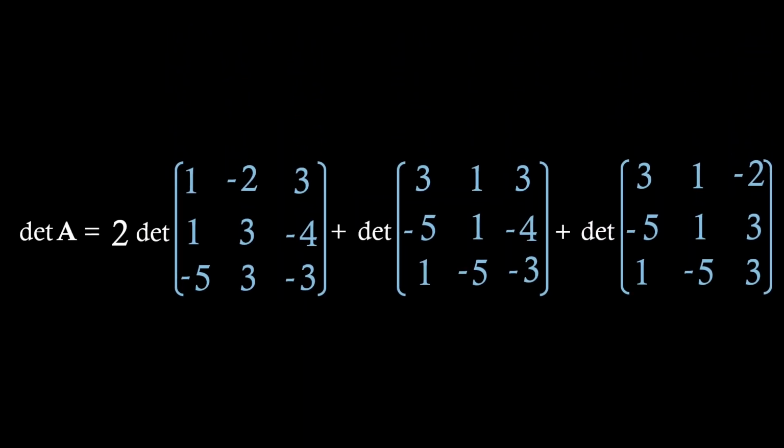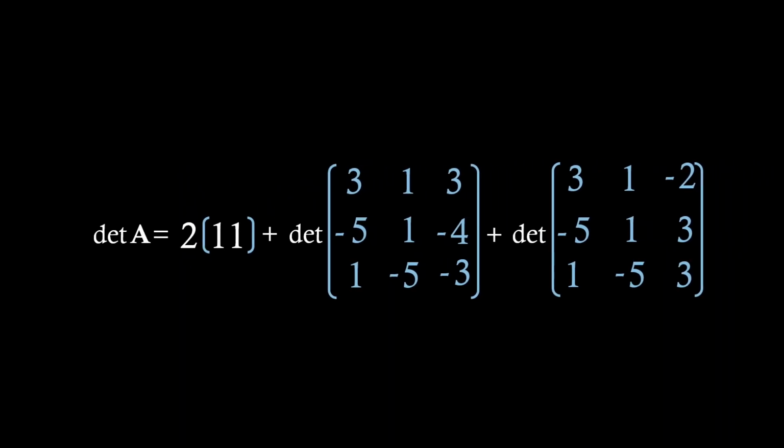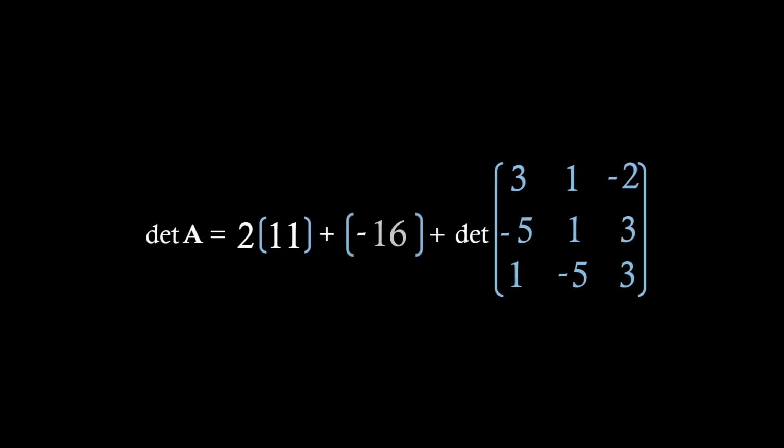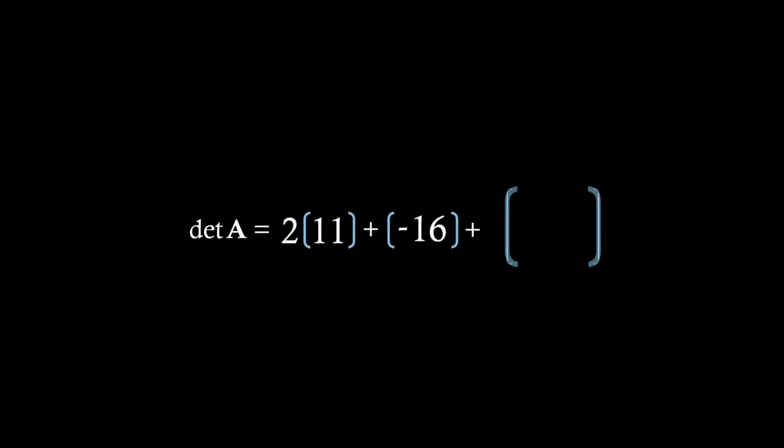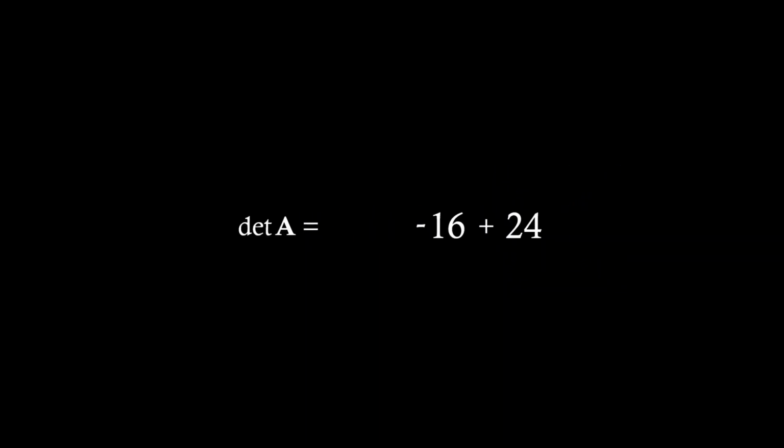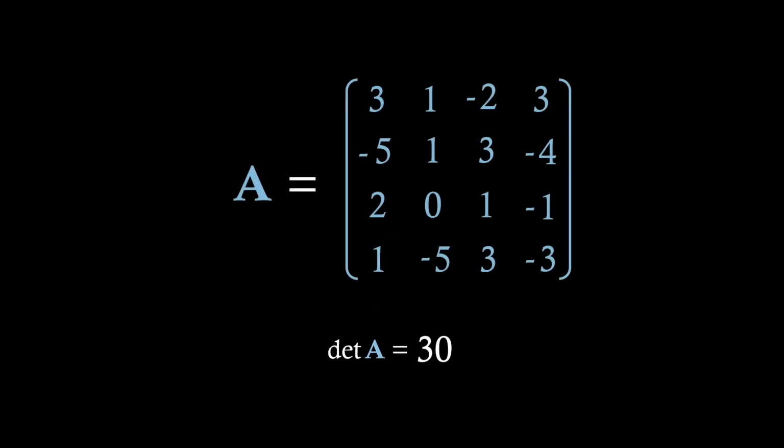The A tilde matrix only has one row and one column less than the original, so we'd still have to develop the new determinants. Here you could use the rule of Sarrus or the general development formula to find these 3x3 determinants. I'm just going to give the final values for each of these determinants, but feel free to try them. So the first one gives us 11, the second one gives us -16, and the final one gives us 24. Now we can just work all of this out and find that the general determinant of the original matrix A is just 30. Hence, we have found the determinant of this 4x4 matrix.